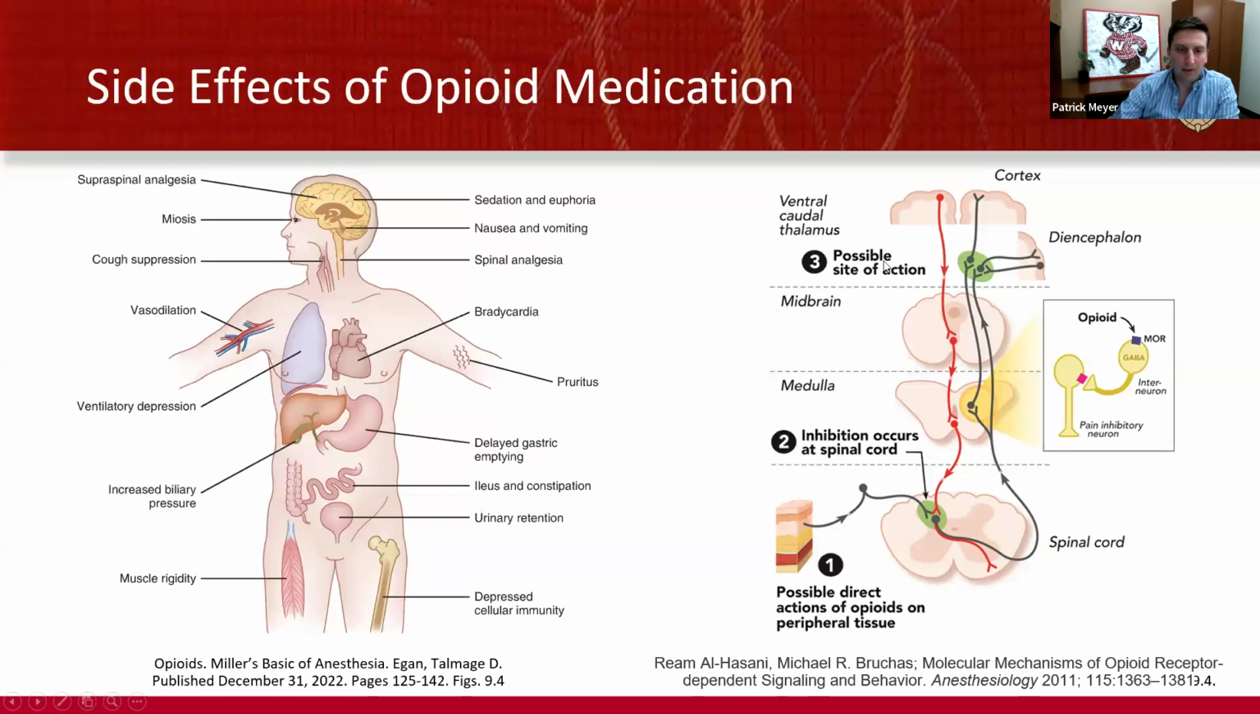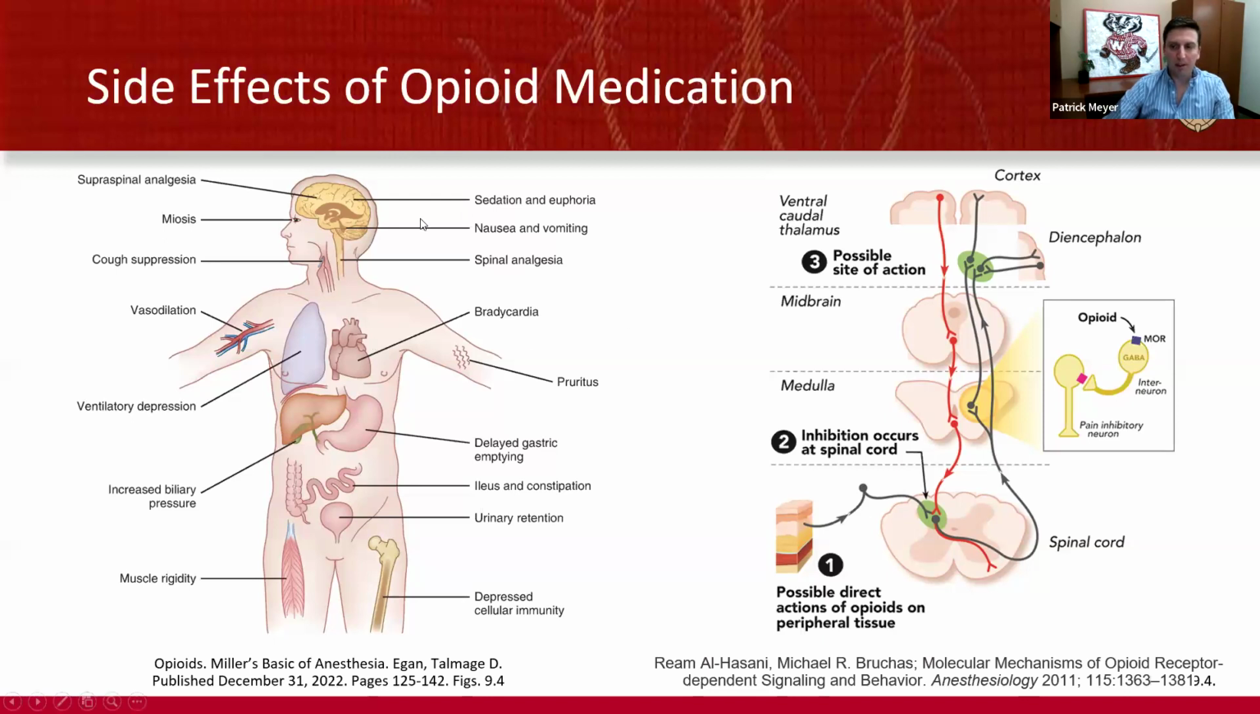It also, as you can see in the image on the left, affects almost every organ system in our body. Some of them are adverse effects. Some of them are effects that we utilize in anesthesia. So sedation, euphoria, those are outcomes that can be an adverse effect, but they can be used to our advantage when we're using them for sedation and providing anesthesia.